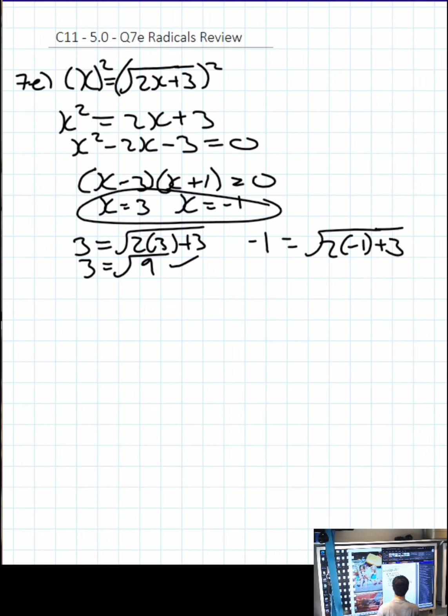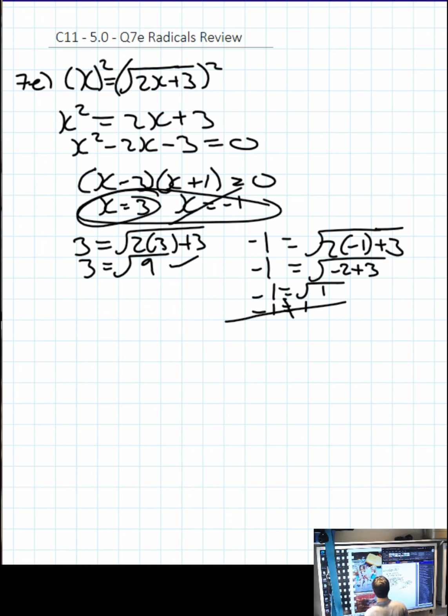So, first things first, we know this answer does not work because we have a square root equaling a negative, but let's prove that. Down the page, -1 equals the square root of 2 times -1, which is -2, plus 3, which is -1. So -1 equals the square root of 1, so -1 equals 1, which is not true. And we can cross out that solution in our circled answers above. Awesome. The only answer is x equals 3.